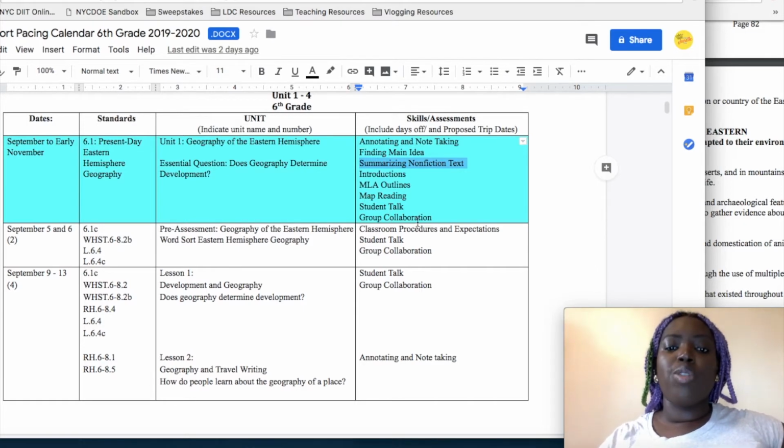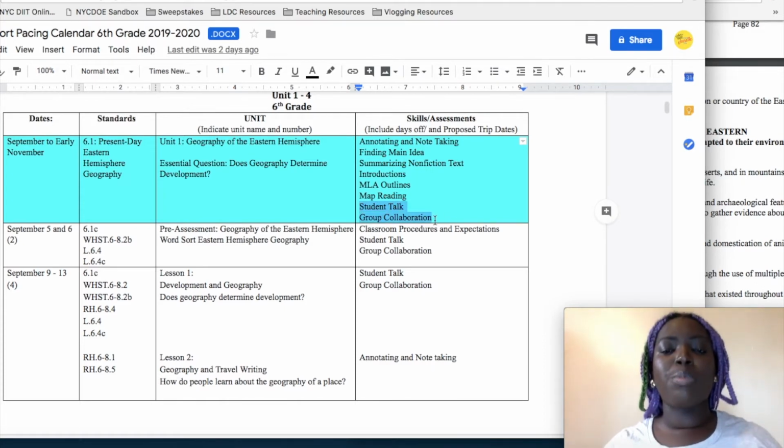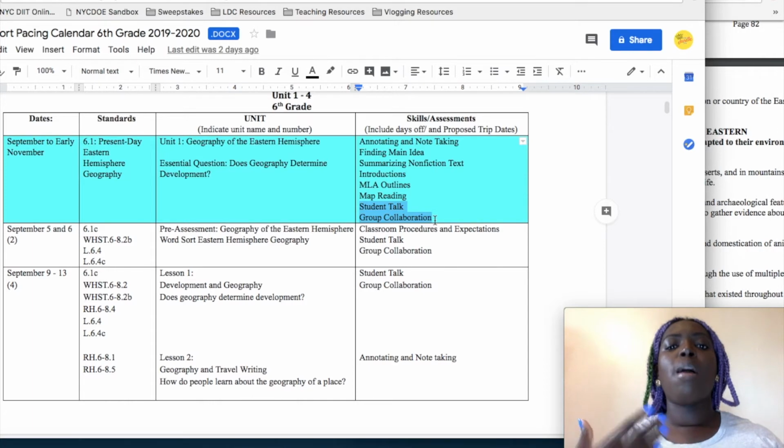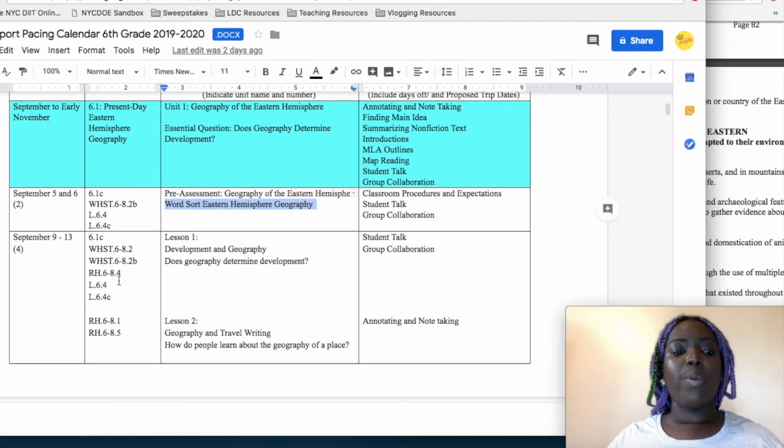Student talk and group collaboration. These skills are something I was personally interested in, and I made sure I put them in there because I want to make sure students understand how to effectively do a turn and talk, how to do a think, pair, share, how to go up in front of the class and have a conversation, have a discussion, and how to effectively complete group work. Let's look at the second week where we actually have a full week of school.